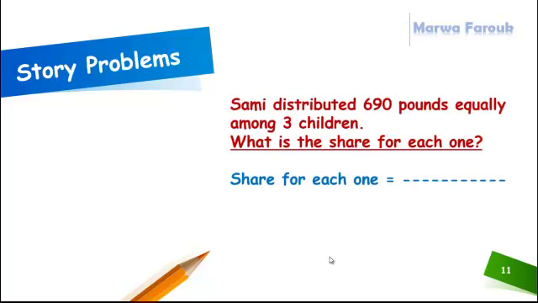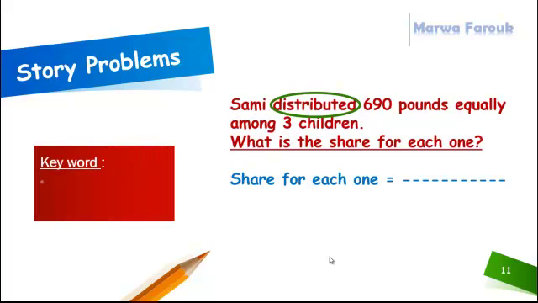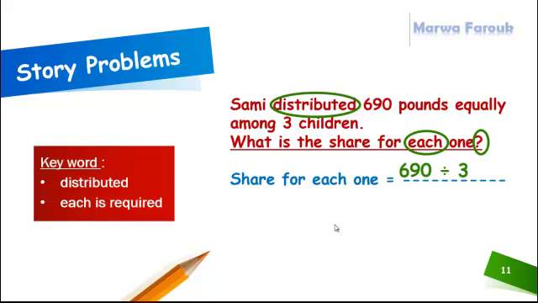Sammy distributed 690 pounds equally among 3 children. What is the share of each one? Here we have two keywords. The first one is distributed, and the second one is each, also in the question. So each is required, and we are going to make division again. So we will say 690 divided by 3. Starting from the left, 6 divided by 3 equals 2, 9 divided by 3 equals 3, and 0 divided by 3 equals 0. So we got 230. 230 is the share of each one.